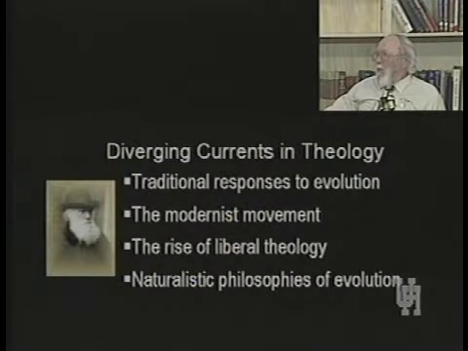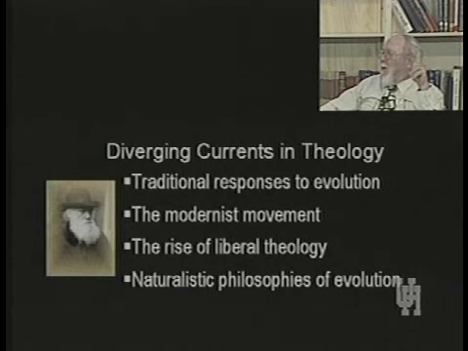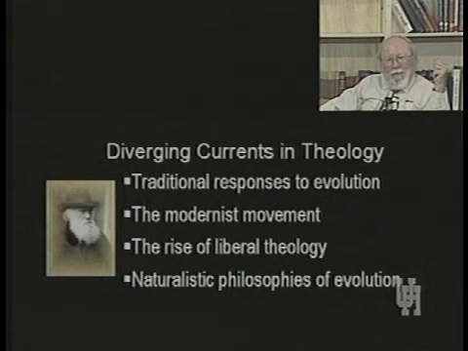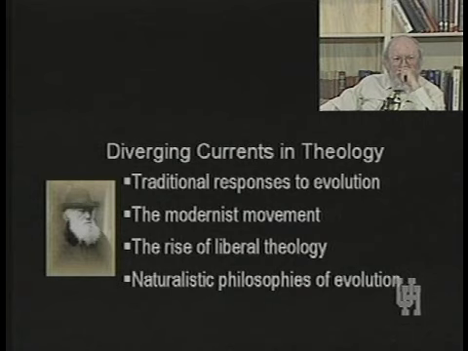Now, there are diverging currents in theology in the 19th century that are important to look at. They're the traditional responses to evolution, but then there's the modernist movement. And the word modernist implies, every age considers itself to be the modern age. If you read a book written in the 20s, these people are modern people. Now, when we look back at them, we don't think of them as very modern. We think of ourselves as modern people.